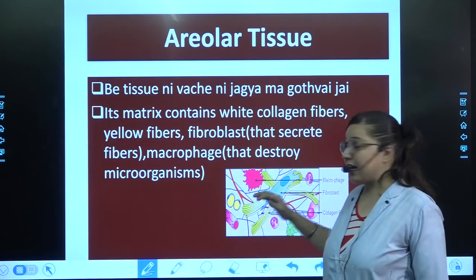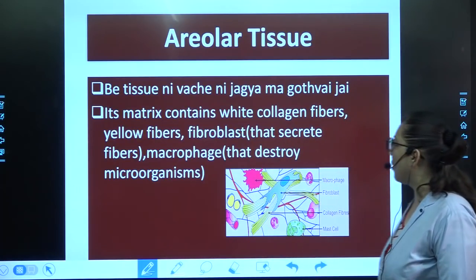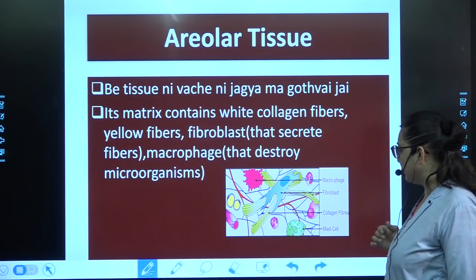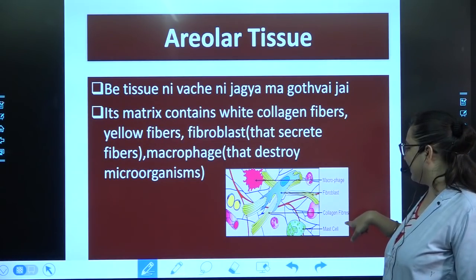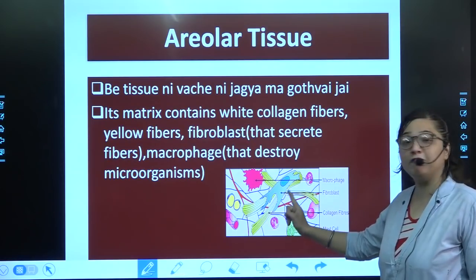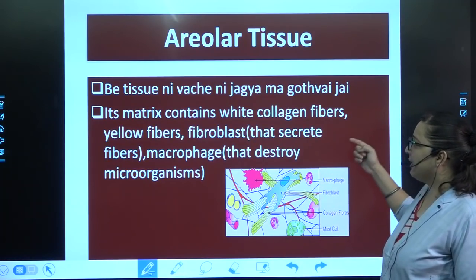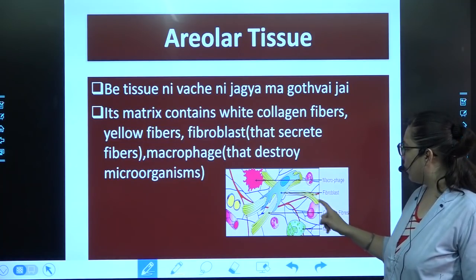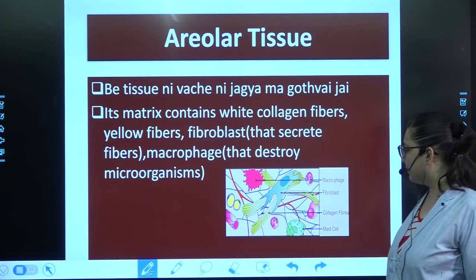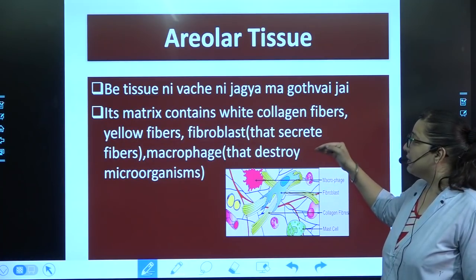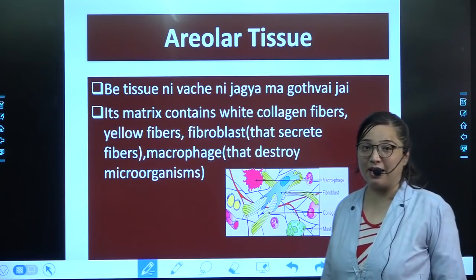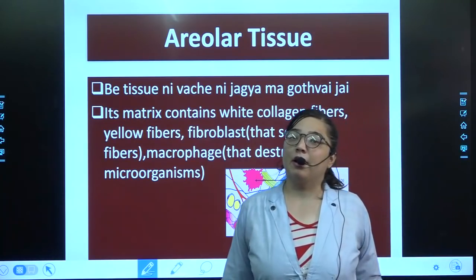Its matrix, that means its floor, what is it made up of? This many things. White collagen fibers, you can see this collagen, these are called collagen fibers. Then yellow fibers, then fibroblast, which you can see over here. What is fibroblast? This fibroblast, they are generally helping in making the fibers.